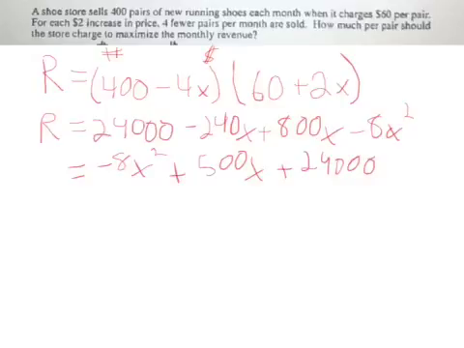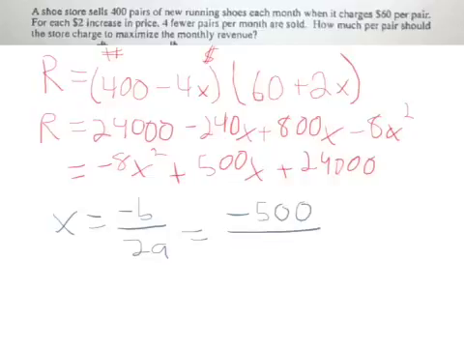So now I can use my maximum formula where I have x equals negative b over 2a. And so b is going to be 500. It's the coefficient with the x. So it's going to be negative 500 because it's negative b over 2 times a. A is the coefficient with x squared, so it's 2 times negative 8. So x is going to equal 35.